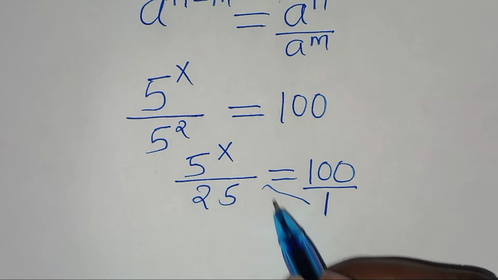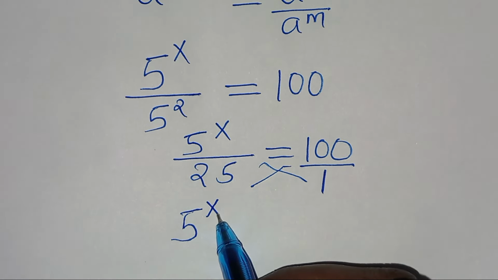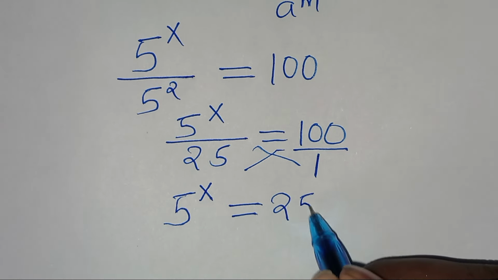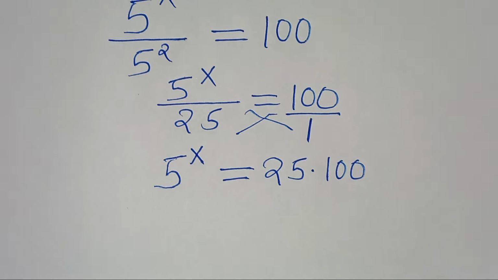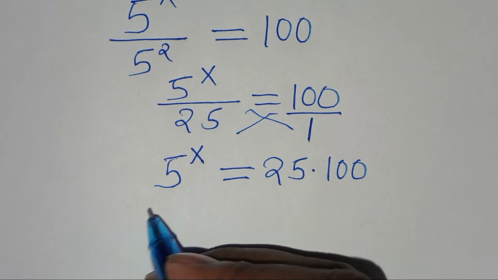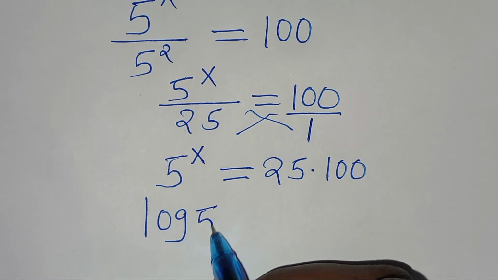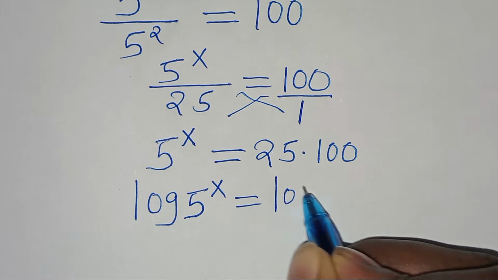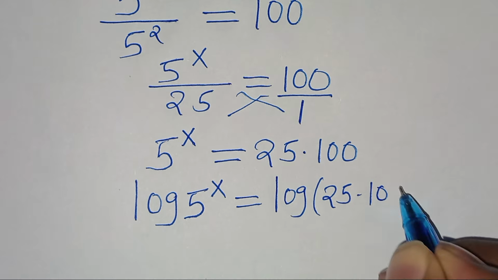So the next step is to cross multiply, so that now here we have 5 to the power of x times 1, which is equal to 25 multiplied by 100. The next step is to solve for x. We introduce logarithm on both sides, so that we have log 5 to the power of x equal to log 25 multiplied by 100.